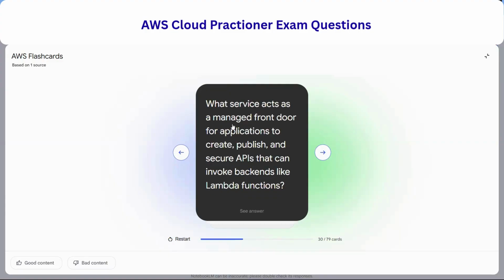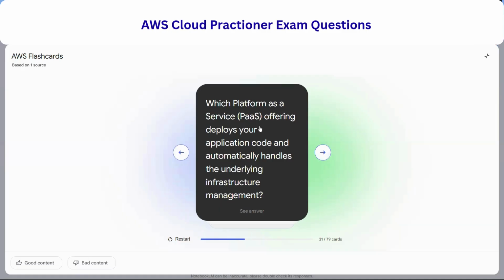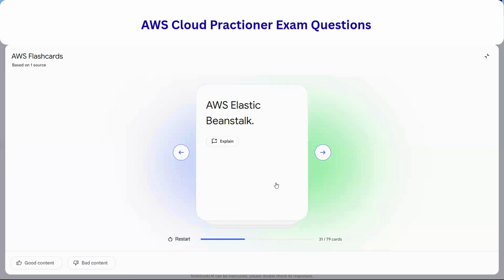What service acts as a managed front door for applications to create, publish, and secure APIs that can invoke backends like Lambda functions? Amazon API Gateway. Which platform as a service offering deploys your application code and automatically handles the underlying infrastructure management? Elastic Beanstalk.